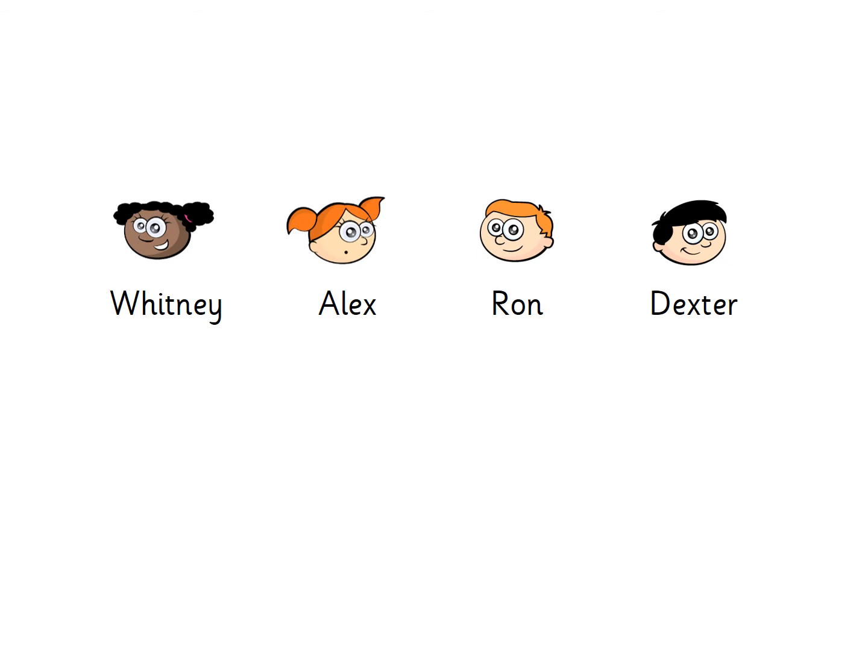Right, so we are comparing groups of objects now. So we have got Whitney, Alex, Ron, and Dexter, okay? And we can use the first sounds of their names to help us with the names. So W for Whitney, can you point to Whitney? A, Alex, Ron, and Dexter. Super. So they're the names of our people.